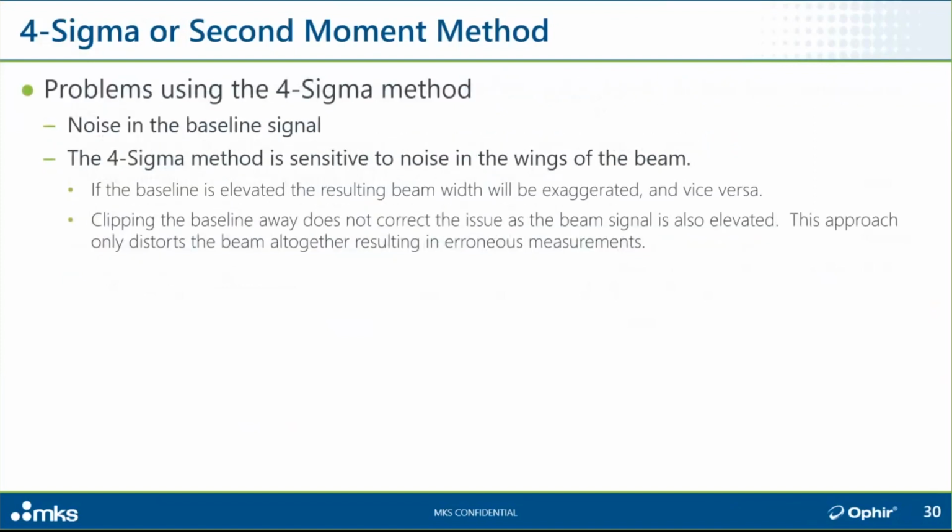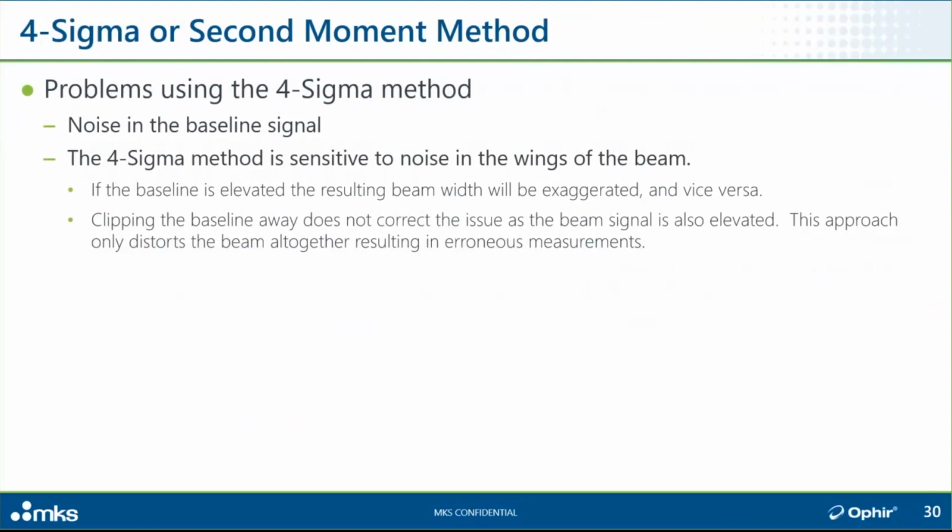The big weakness of the 4 sigma method is noise in the baseline signal. The 4 sigma method is sensitive to noise in the wings of the beam. It's less sensitive near the centroid or the peak, but noise out near the wings is definitely a problem. If there is positive noise in the wings, the resulting beam widths will be exaggerated, and vice versa. If it drifts negative, from a cooling effect or a poor baseline calibration, then the beam widths will be undermeasured. There are products that deal with the baseline by clipping it away. Unfortunately, this doesn't actually correct the issue, as that noise profile is still applied to the beam signal, and just clipping the baseline away doesn't really get rid of it.